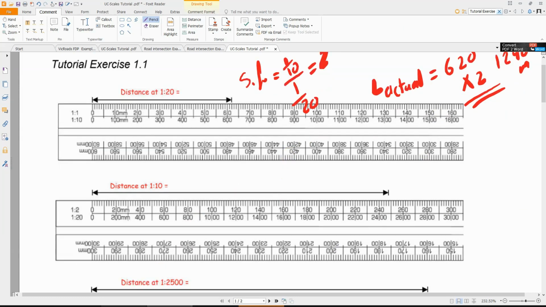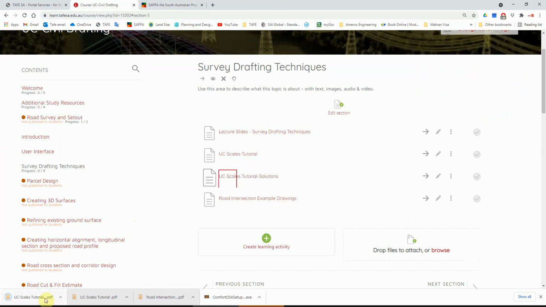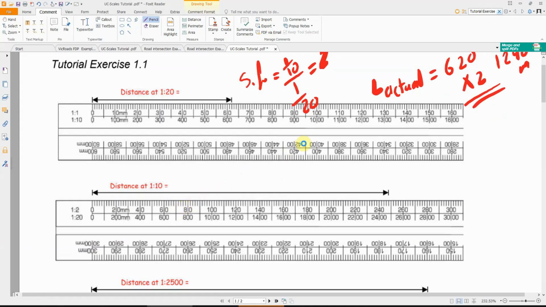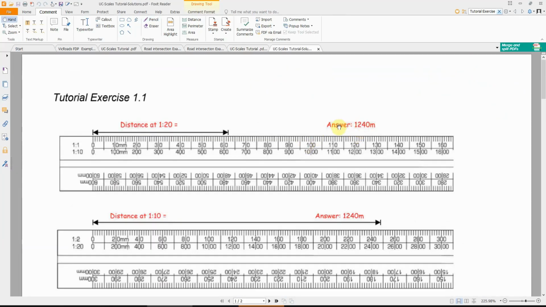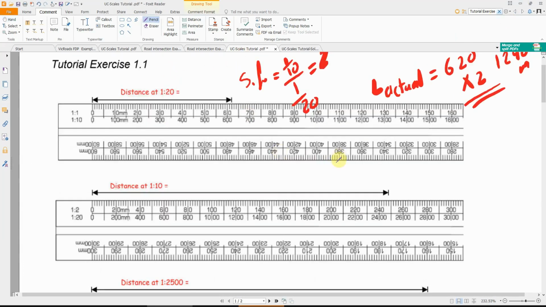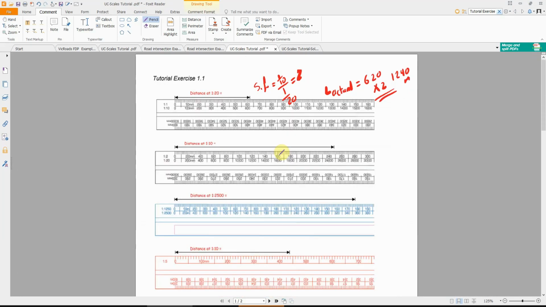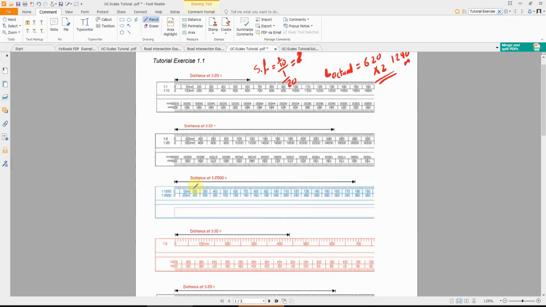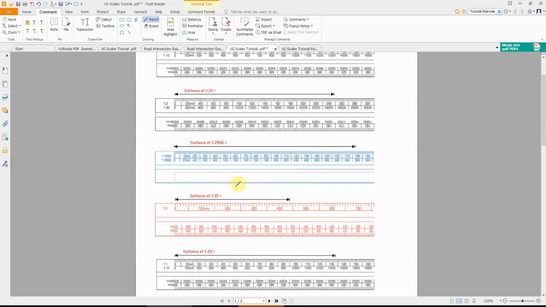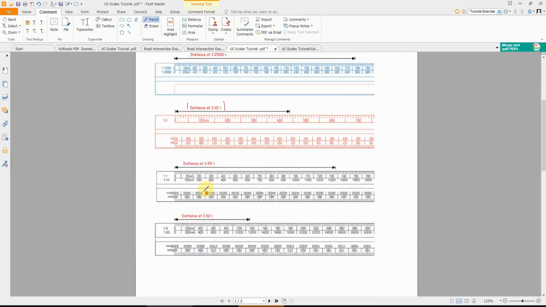And I've got the solutions for you here for this tutorial, so you can practice. That's 1240 for the first one. The whole purpose of this, guys, is so you can practice and learn how to do them correctly. It's important for us to understand how to do this. I've got different rulers here with different scales, and different measurements that you're taking on plans with different scales. So this number here is the plan scale.